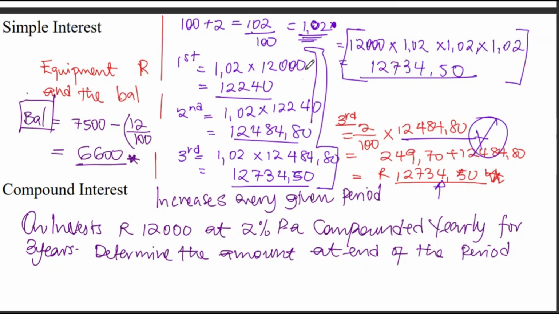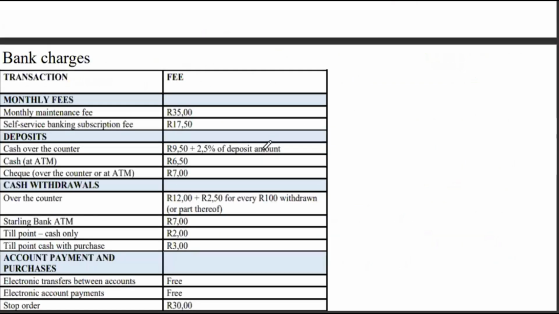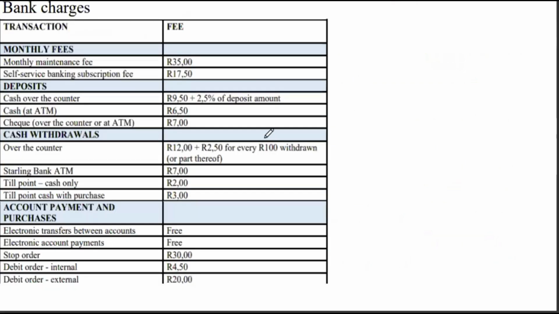That's compound interest. All right, bank charges. When you look at bank charges, this table is used to calculate the bank charges on the bank statement or in banks. The question you might expect is to see a bank statement, maybe the bank charge table, or you might be given a certain scenario to show how the bank charge was determined or to determine the bank charge. Anyway, let's look at this scenario here.